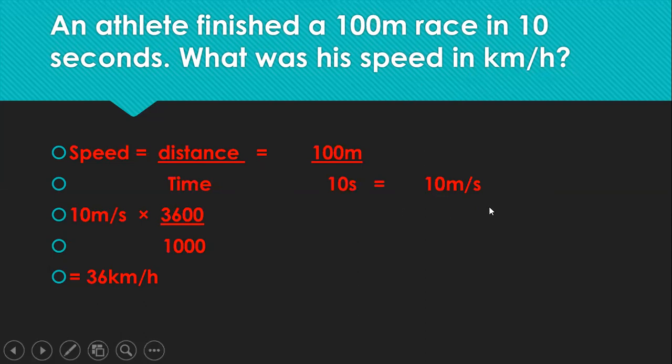But this one is not our final answer. We need to change it. So we need to change this speed to become kilometers per hour. Of course, you know how to change. We multiply by 3600 over 1000. Two zeros and two zeros will cancel one another, and zero also will cancel one another here. And your speed in kilometers per hour is 36 kilometers per hour.